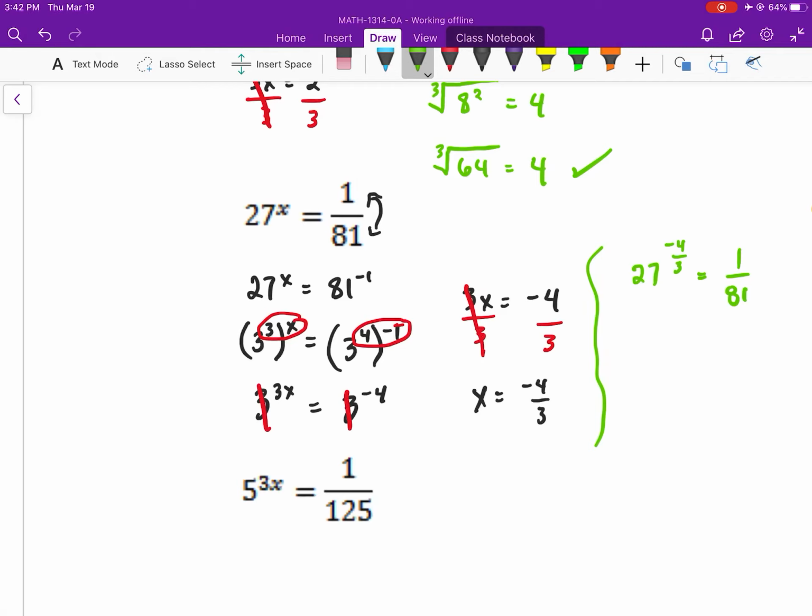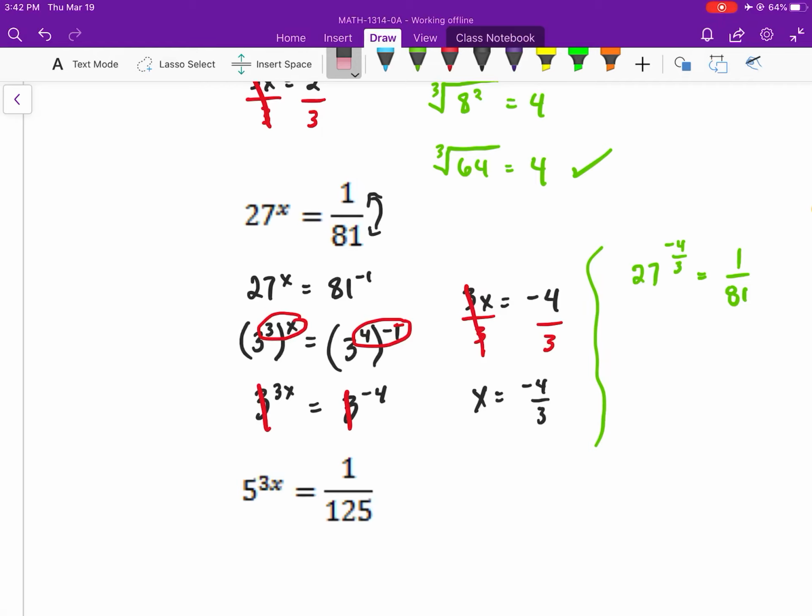Alright, again, I could rewrite that because the top number is my power, the bottom number is my root. So we have the cube root of 27 to the negative 4 power equals 1 over 81.